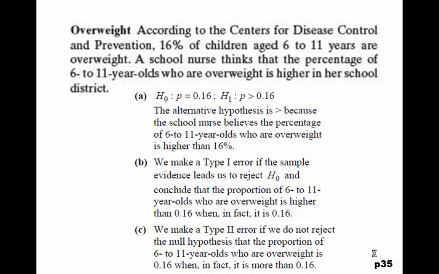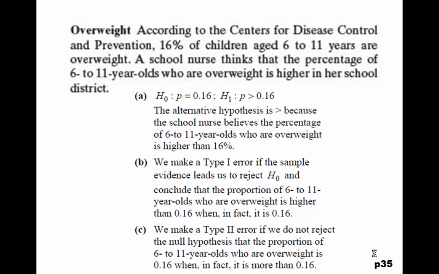So your null here would be that the true population proportion is 16% or 0.16, and your alternative would be that that proportion is greater than 0.16. It's greater than because the school nurse believes that the percentage of 6 to 11-year-olds who are overweight is higher than 16%.